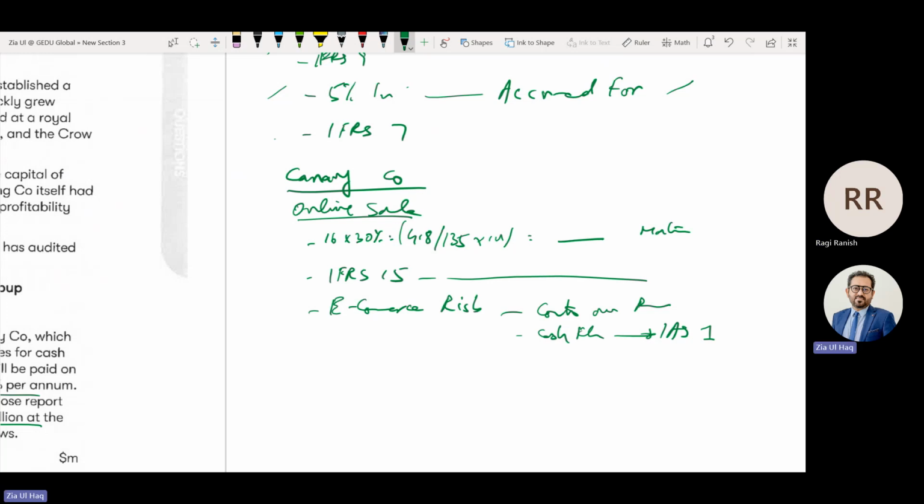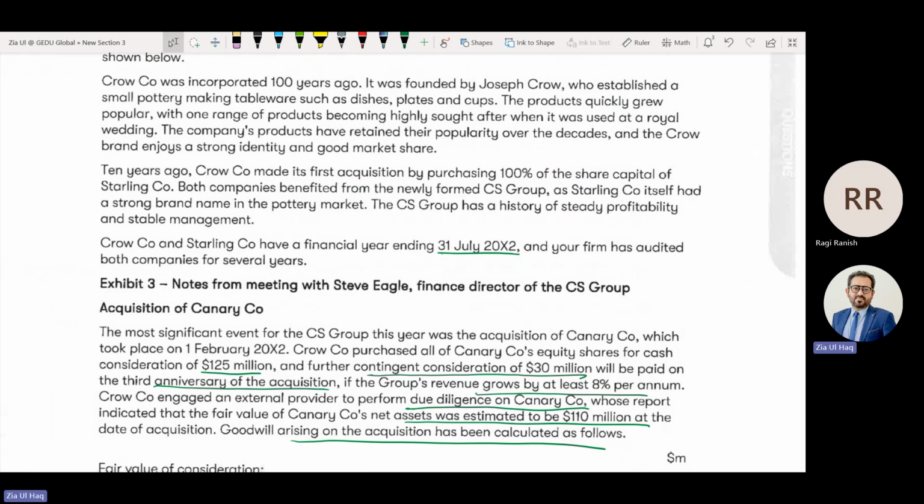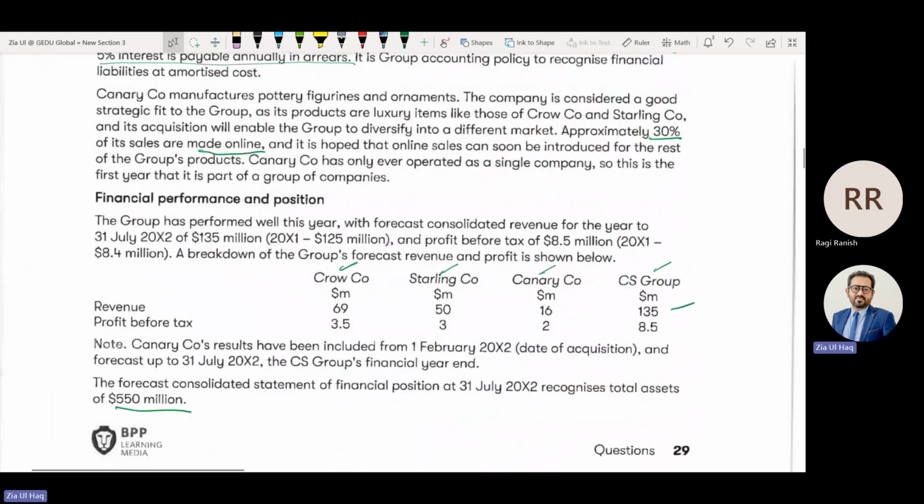Risk we have discussed. How many points? 3 points: one for materiality, one for revenue recognition, and one for e-commerce risk. Whenever there is an online sale issue, we'll always discuss these two issues, revenue recognition and e-commerce risk. You're learning and adopting an approach to tackle different kinds of issues in a risk question.